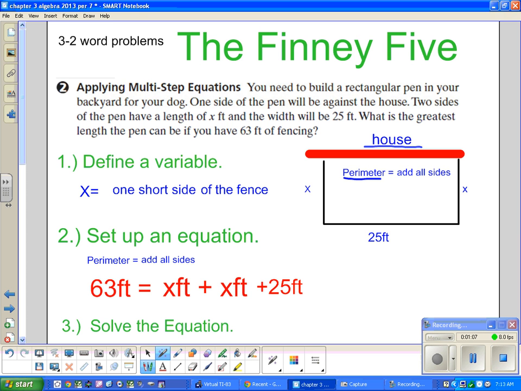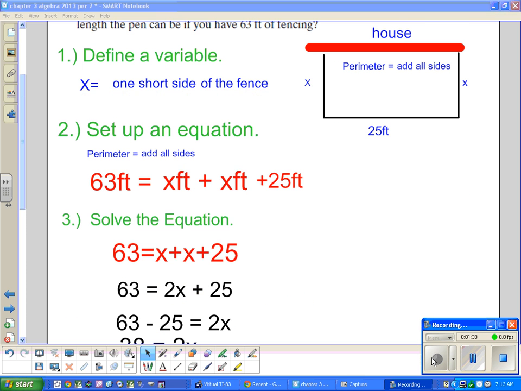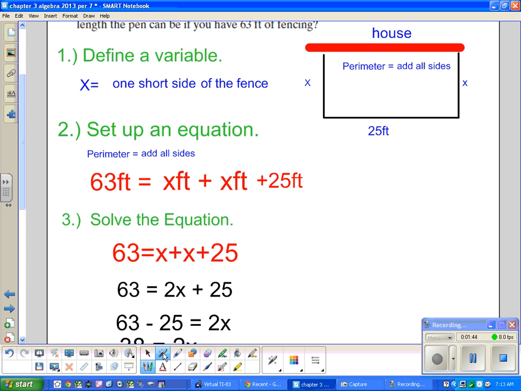Perimeter equals adding all the sides together. And since we only have three sides, we're only going to add three things together. So when I set up my equation, my perimeter, which is the length of fence that we have, is equal to one side plus one side plus the last side. Again, in this case, there are three sides instead of four because the house is not part of the fence.